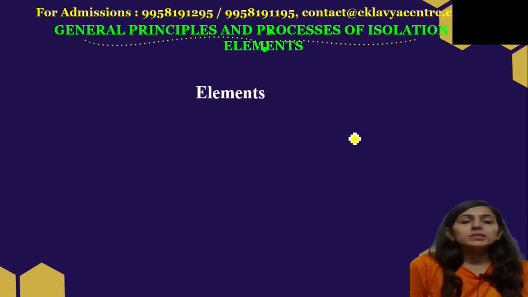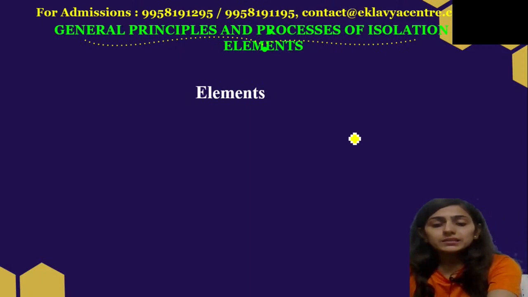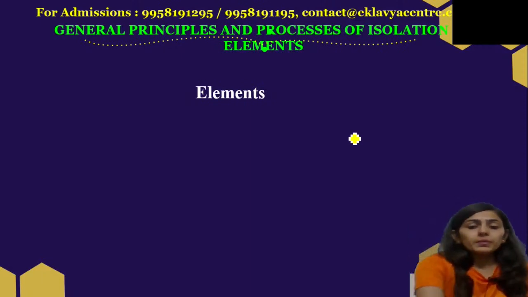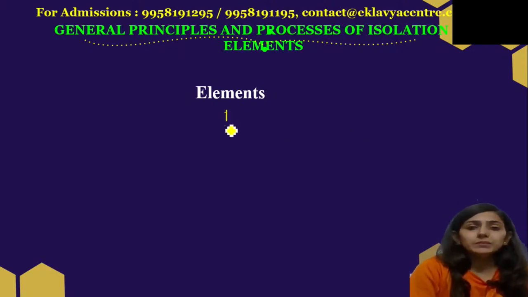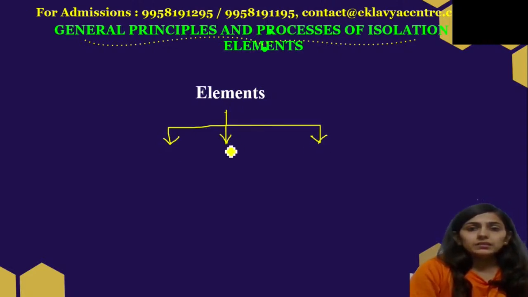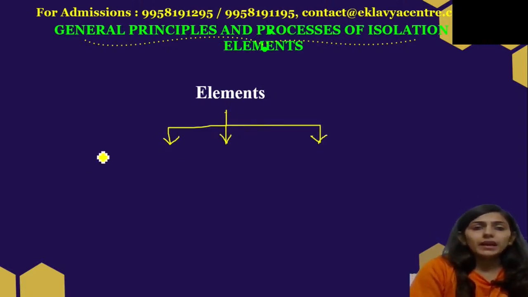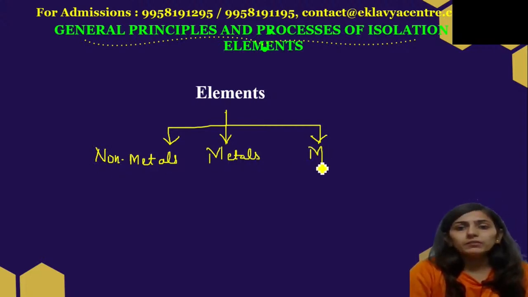So elements, you must have studied in your junior classes also what elements are. Elements are the atoms. Elements are those in which the same type of atoms are present, right? Elements in which the same types of atoms are present. We have non-metals, we have metals, and we have metalloids.